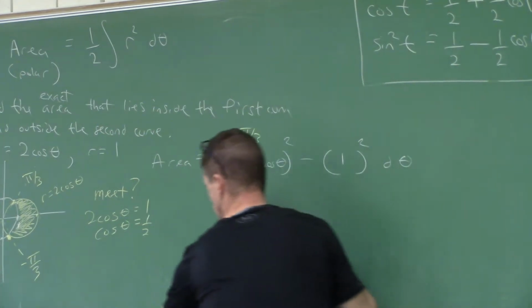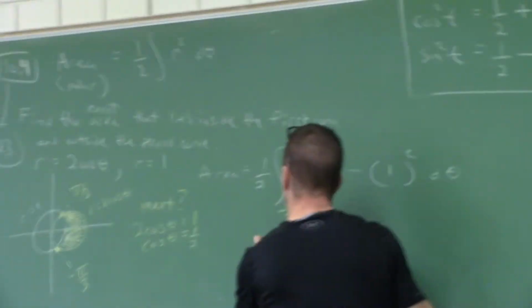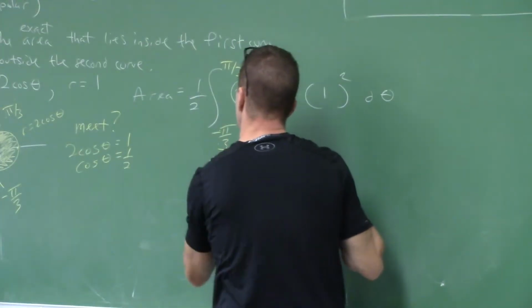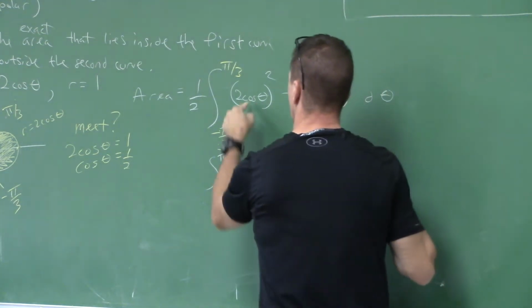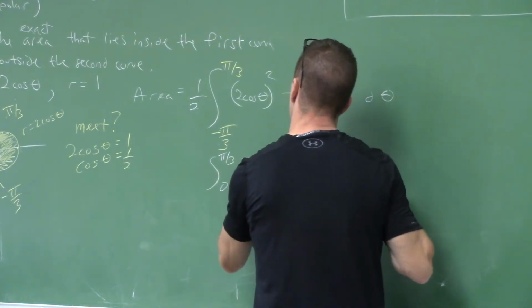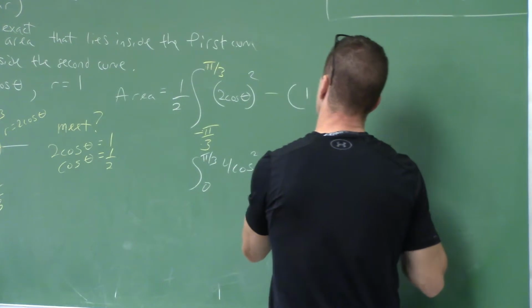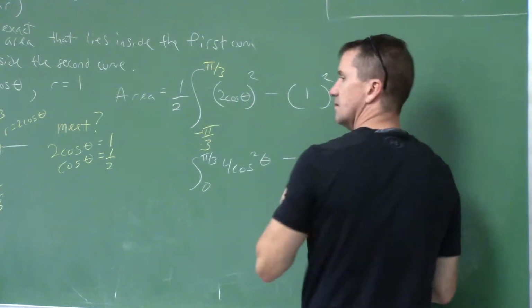Don't you hate these? I like when the lower limit's a 0. Let's do it. What's 2 times a half? 1. 2 times a half is 1. What's this squared? Alright, minus 1. Was everyone okay with that?